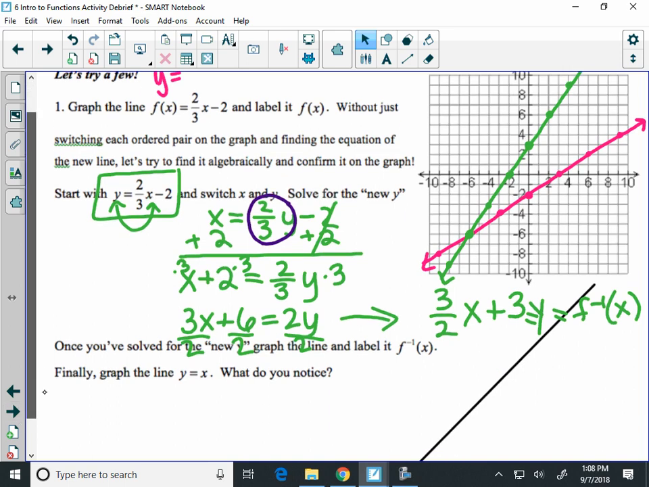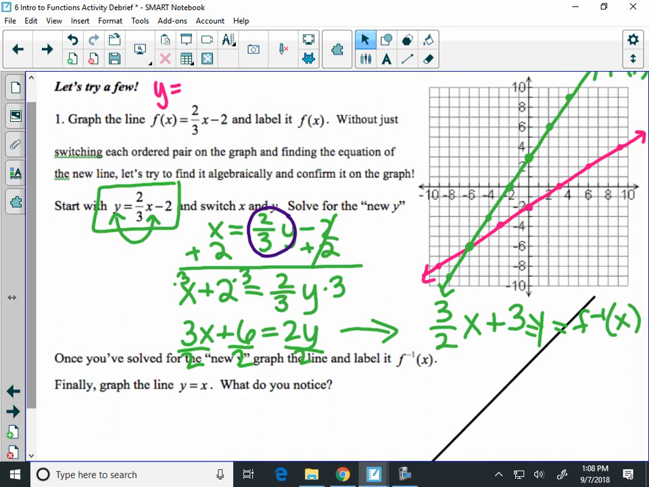Anything? You see anything that they have in common, different, or anything? They do intersect. Okay, they intersect. Are their slopes positive or negative? One of each. They're both positive. All right, let's look at the equations real quick. Let's talk about the equations, if it'll come up.